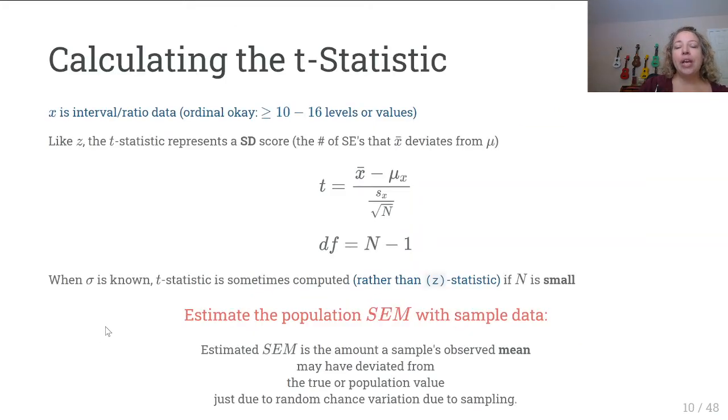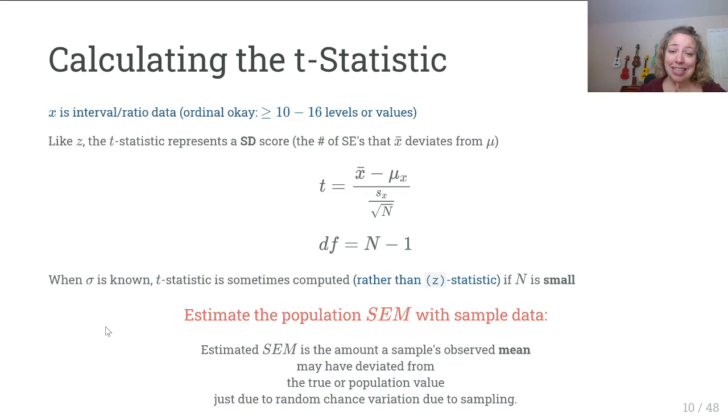So we can calculate t-scores and use them in almost exactly the same way we did z-scores and z-tests. We are assuming that our scores, or our measurements, are still interval ratio. If you have Likert scales or ordinal scales, usually if they have 6, 10, 16 people, there's different cutoffs, a lot of levels, we can usually treat it as its interval ratio continuous score.